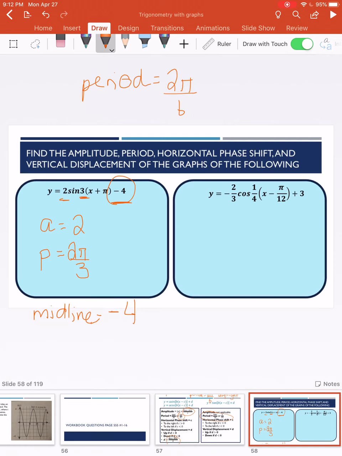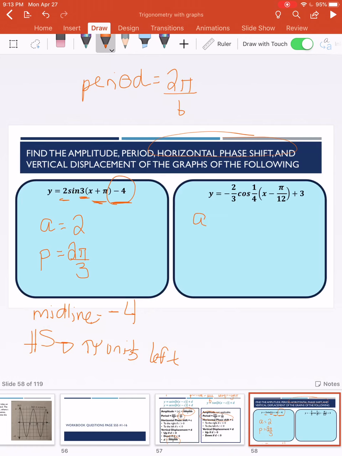Okay, and then we have a vertical or horizontal shift, sorry. So we know our horizontal shift or our phase shift is pi units left. Pi units left, right? Because just like with transformations, your C value will always be the opposite sign. It'll always be the opposite direction as the sign. Okay. Now with our cosine graph, same thing.